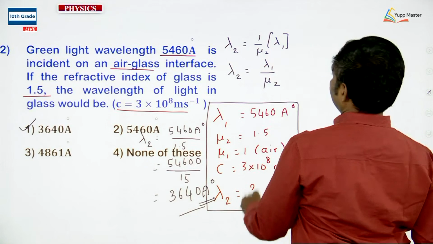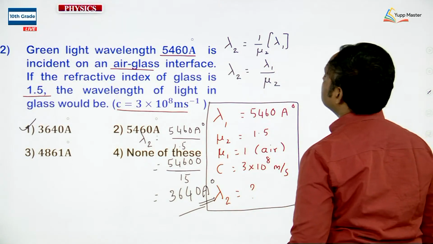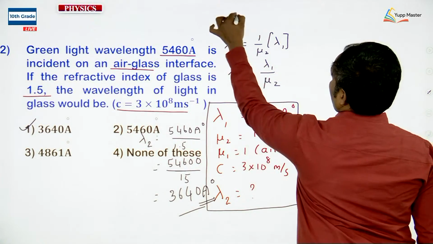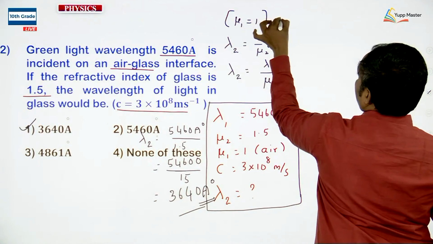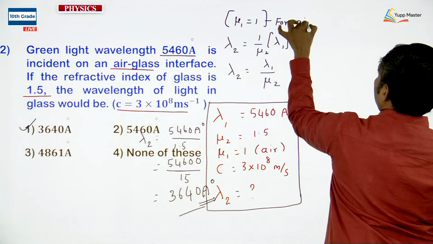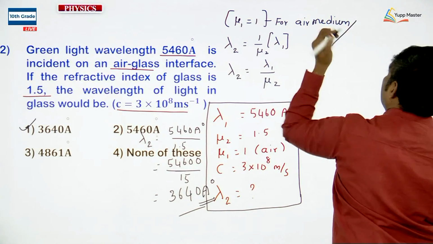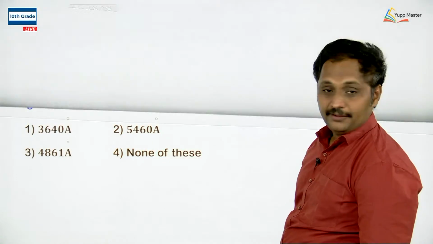By knowing this, we are going to ignore that. We have taken mu 1 is equal to 1, that is for the air medium. Very clear. Now let's go for another problem. Please have a look.